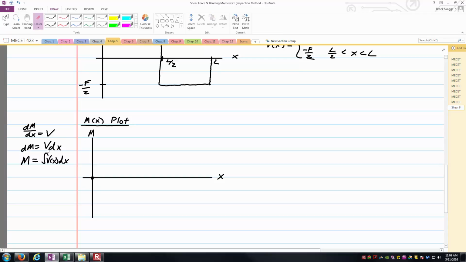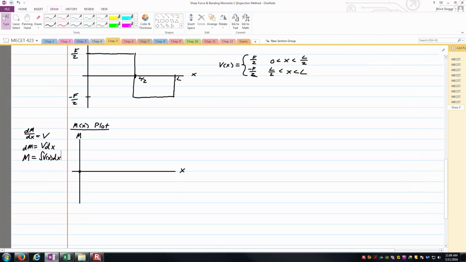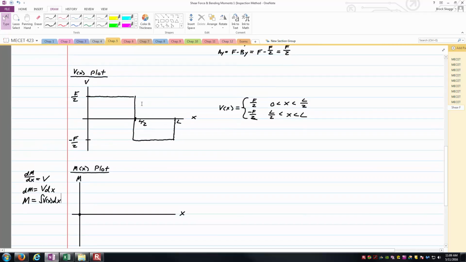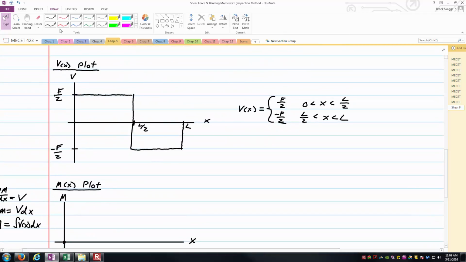But if I can keep this in the back of my head, I'm saying, hey, the amount that the areas in the shear force, which is what we're saying here, is equal to the changes in the bending moment. And so here we've got two well-defined areas in our shear force plot. You can see the two rectangles forming there.